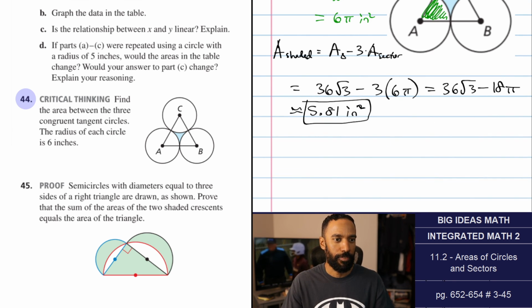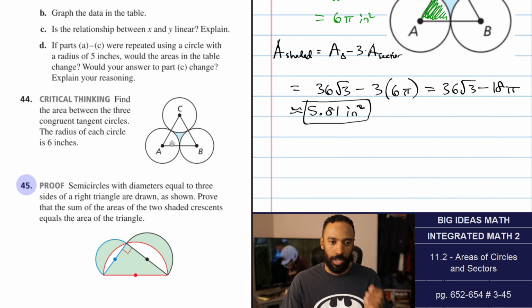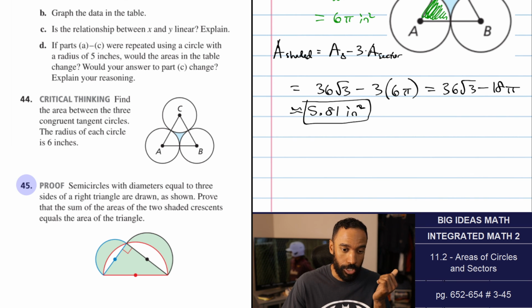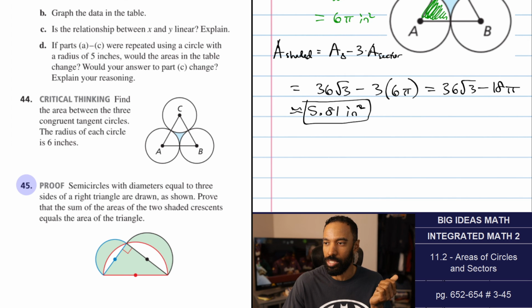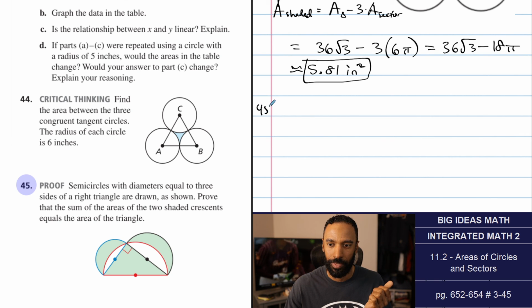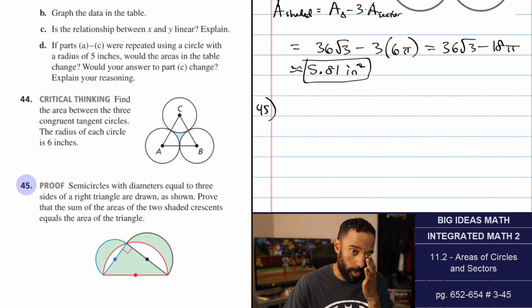Okay, I think 45 is the last one. Yes, last problem. Oh, it's a proof. Semicircles with diameters equal to 3 sides of a triangle are drawn as shown. Prove the sum of the areas of the 2 shaded crescents equals the area of the triangle. Actually, doesn't sound too bad, but I got to think about what I'm looking at here. I'm definitely going to copy and paste that so I can talk about some things.